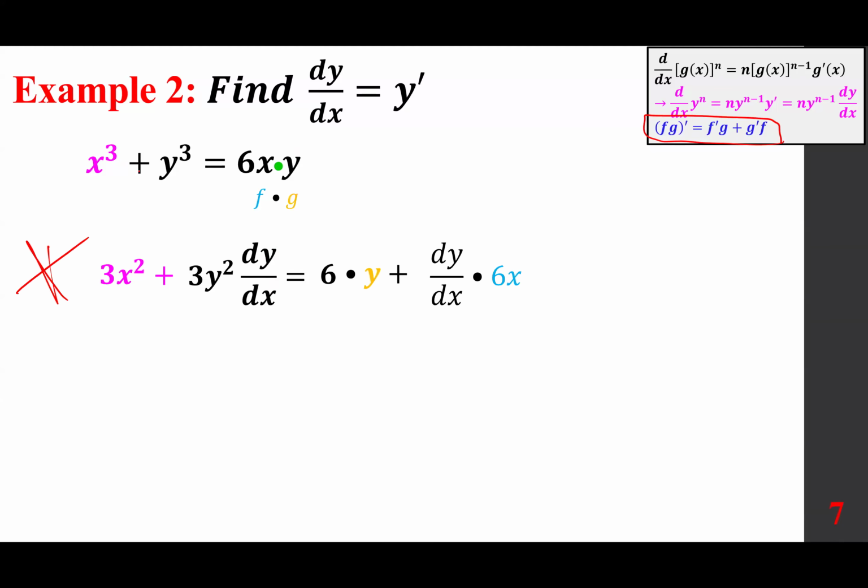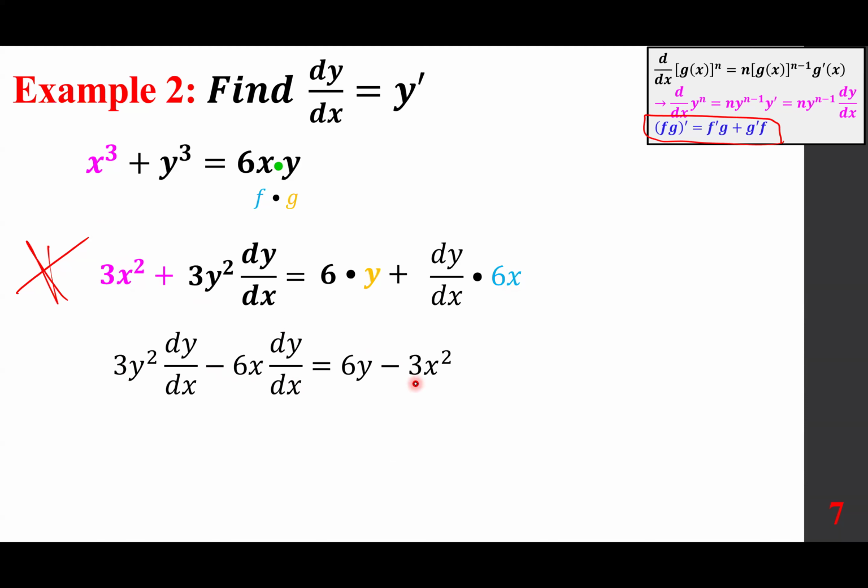We are solving for dy dx. Therefore, we're going to move things around such that the dy dx terms are next to each other. In other words, this one we keep, this one we move, make it minus 6x dy dx. This one we move, we make it minus 3x squared. So this becomes minus 6x dy dx, and this becomes minus 3x squared.